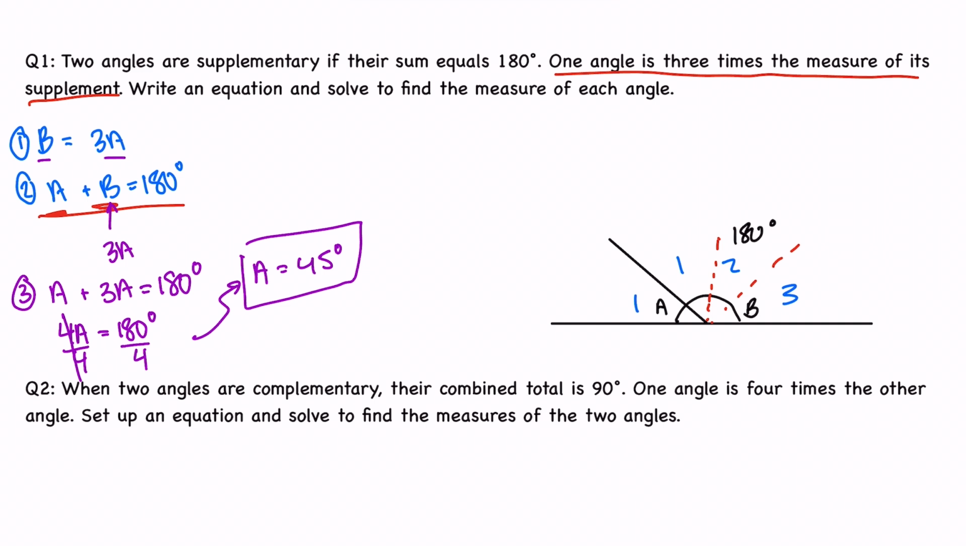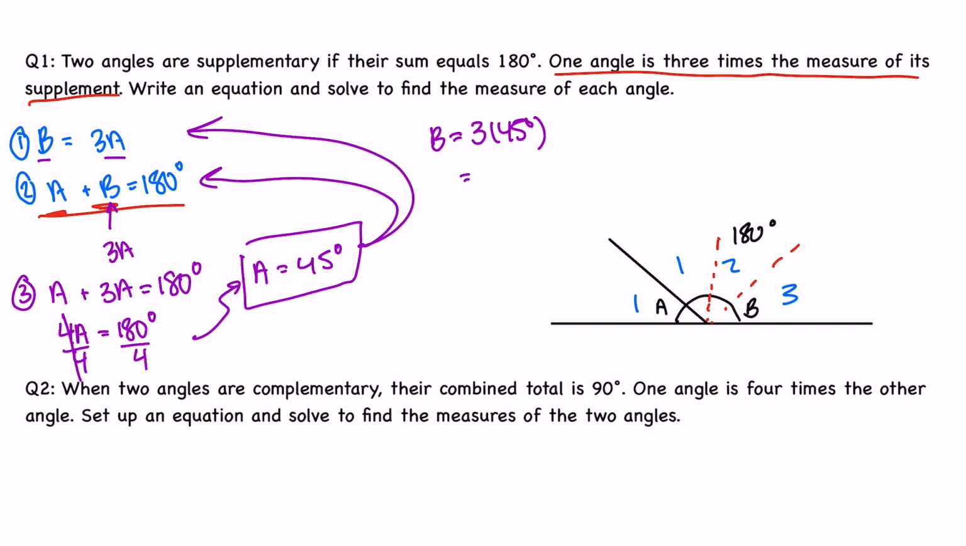Now that we know A is 45 degrees, we could plug it back into either of these equations to solve for B. I'm going to plug it into the first equation. So B is equal to 3 times A, which is 45 degrees. Therefore, B is equal to 135 degrees.